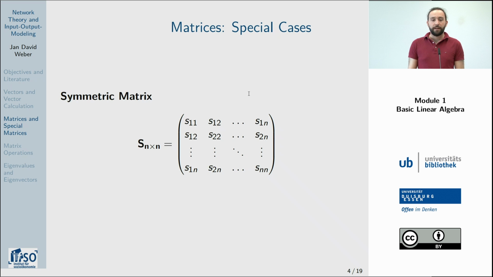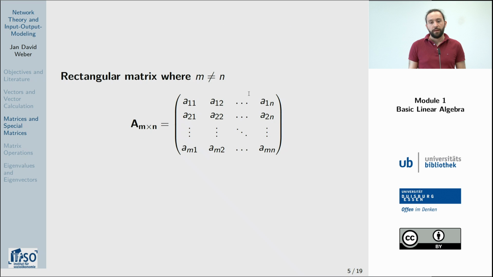The next one is a symmetric matrix, where the elements on the diagonal are different, but across the diagonal, so here the elements S12 and S21, have exactly the same value. On each of the triangles of the matrix, apart from the diagonal, you have exactly the same values. A rectangular matrix is of the size m cross n, where m and n are not equal.